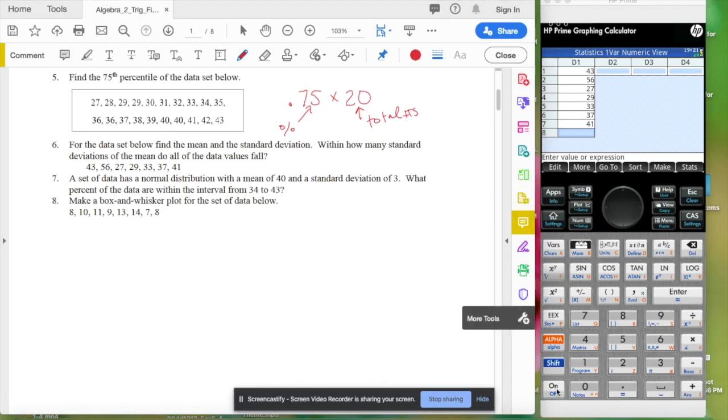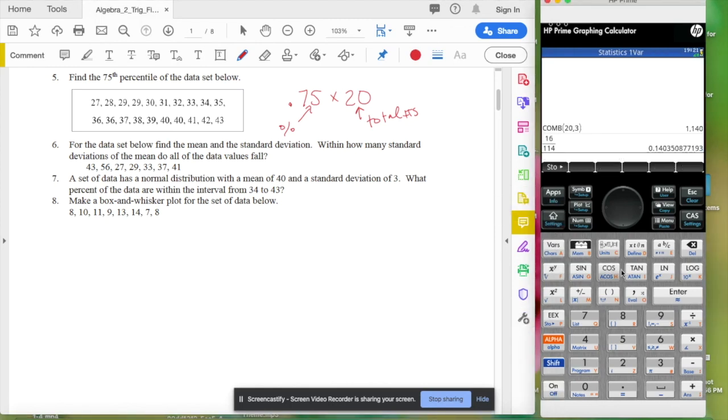So I'm going to go over to my calculator, and we're going to go 0.75 times 20. And that's going to get us 15. So we're going to see which number is in 15th place. So I know this is 10, 11, 12, 13, 14, and 15. So 15 out of 20 is the 75th percentile. All right, so the 15th number is 39.